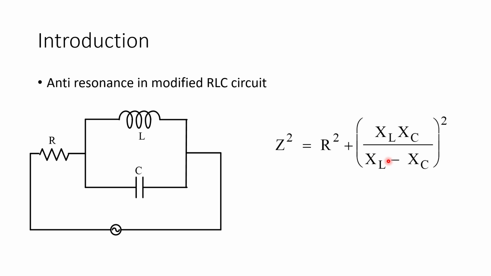And if you note, you can see that if you tune XL to be the same as XC, then this term becomes 0. So something over 0 becomes an extremely large number. That means that the L and the C part would take away most of the energy, leaving nothing to R, meaning you have what you call the anti-resonance.